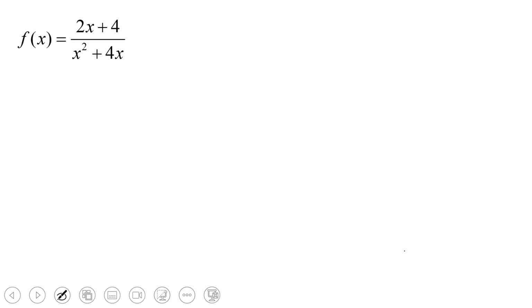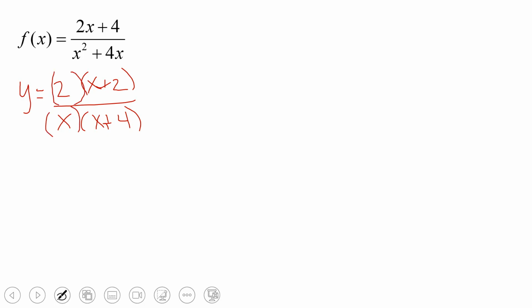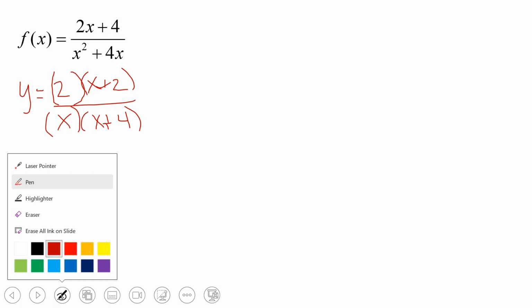Let's look at our next one. Looking at example number 3 from the homework. Let's first go ahead and factor it. So let's factor out a 2, and then I can factor out an x. I now wrote this as a product of linear factors. I'm not able to reduce anything, so there's no holes in the graph.